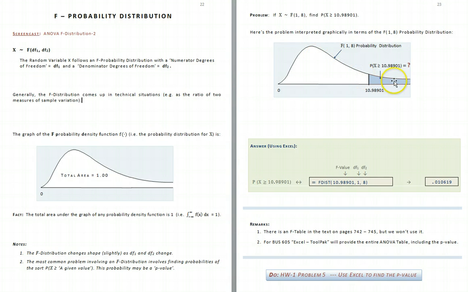Here's a picture of the problem we're doing. Here's an F distribution with 1 degree of freedom for the numerator and 8 degrees of freedom for the denominator. Here is the probability that x will be greater than 10.98901. 10.98901 is a value down here on the x-axis, and the probability is the area to the right of 10.98901.